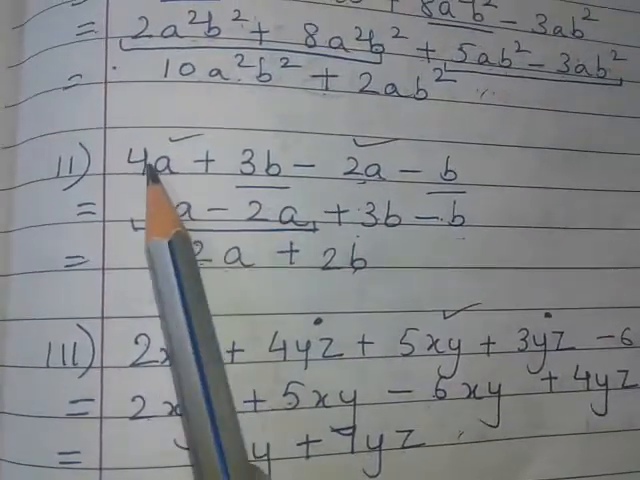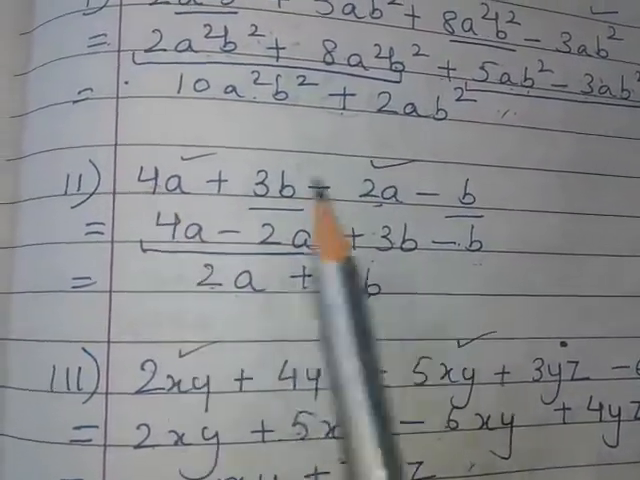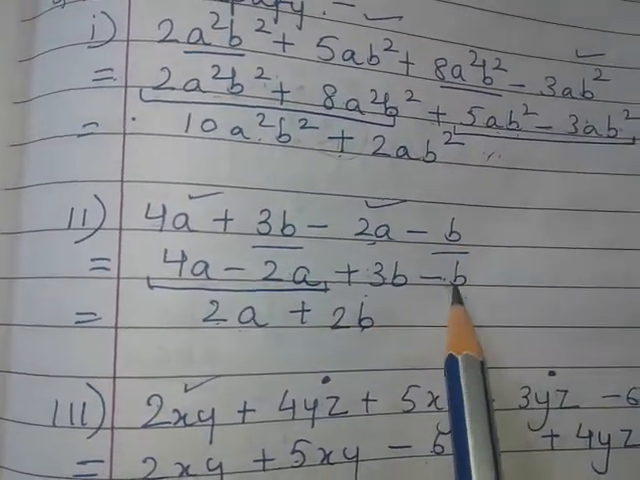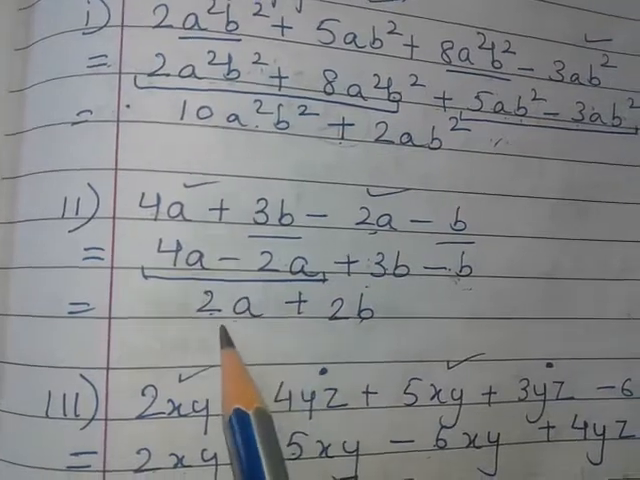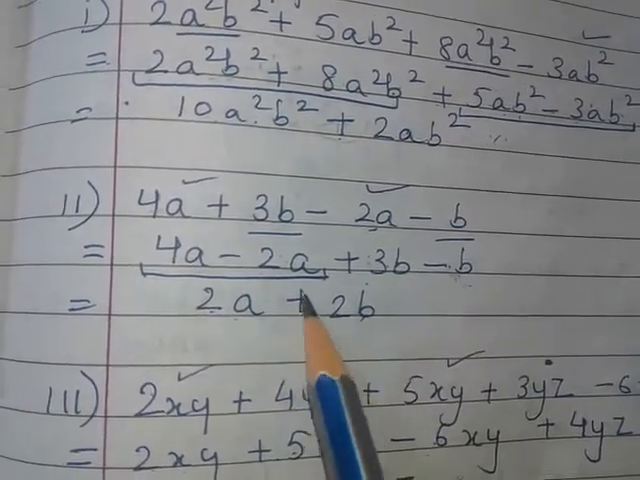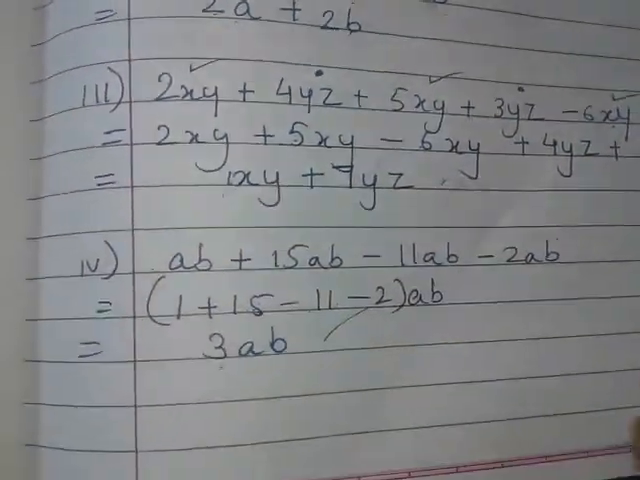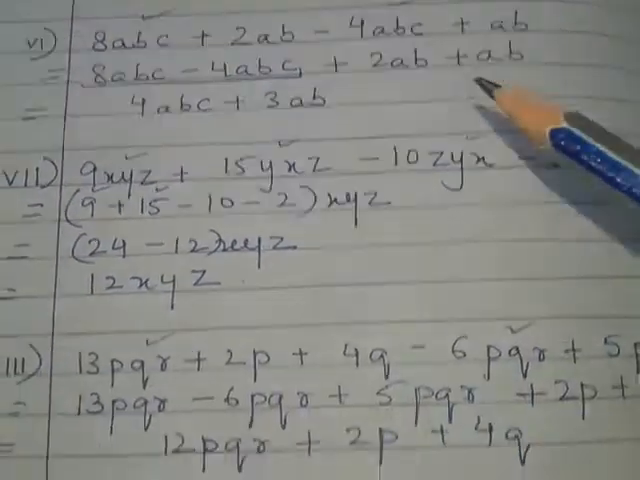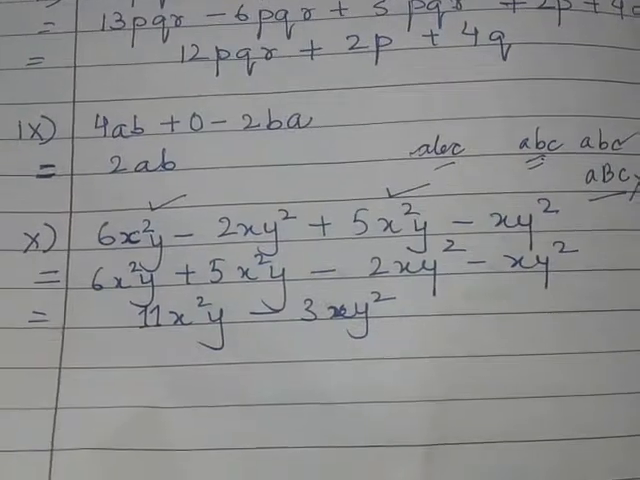So here also segregate all a's: 4a minus 2a plus 3b minus b. So segregation according to like terms has been done. 4 minus 2, 2, 3 minus 1, 2, plus. Okay, so you can see, same way we have to solve the rest of the questions also.